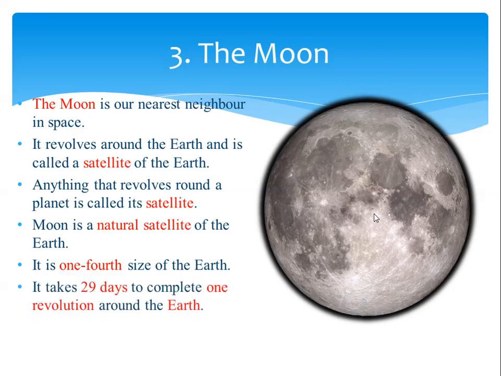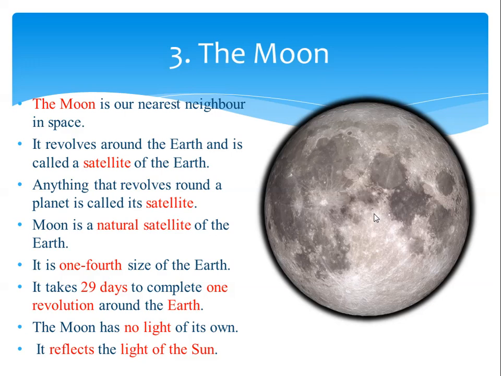The moon takes 29 days to complete one revolution around the earth. Meaning when it revolves around our planet earth, it takes 29 days to complete one revolution. Like our planet earth takes 365 days to complete one revolution around the sun, in the same way, the moon takes 29 days to complete one revolution around our planet earth. The moon has no light of its own. It reflects the light of the sun. So the moon gets the light from the sun.